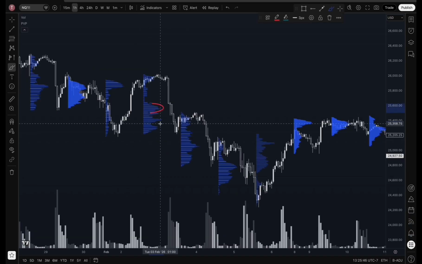You have high volume nodes right here. You have low volume nodes right here. Again, this is a high volume node. This is a low volume node. As you can see, there is not much volume.